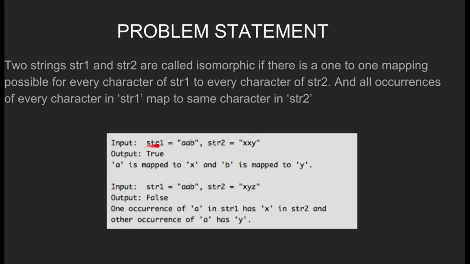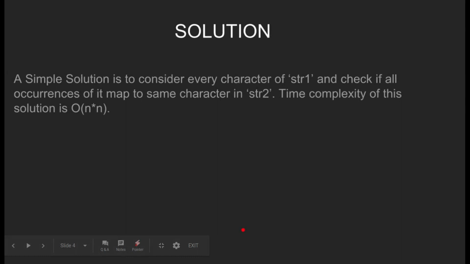For input, string 1 equal to AAB, string 2 equal to XXY, output is true as A is mapped to X and B is mapped to Y. For input, string 1 equal to AAB, string 2 equal to XYZ, output is false as one occurrence of A in string 1 has X in string 2 and other occurrence of A has Y.